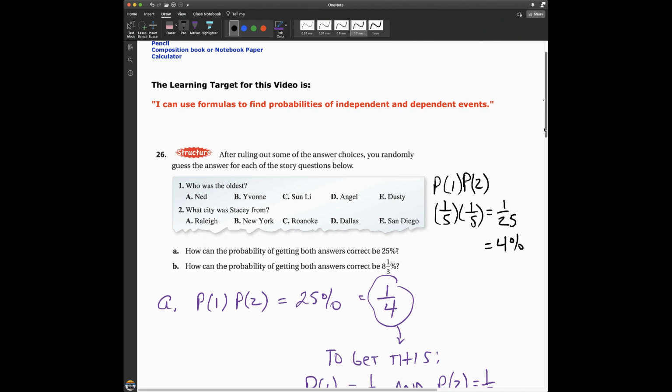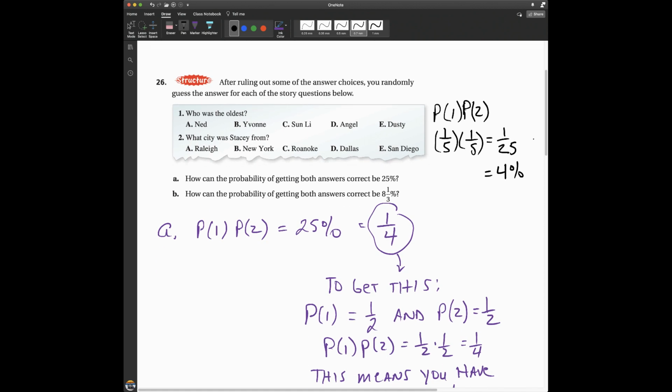So let's get started. So what do we have going on here? There are two questions that we need to answer, and you want to guess the answers. So what's the probability that you would guess the correct answer? Well, the correct answer would be the favorable outcome. And how many possible outcomes are there? Well, there are 5 answers for each question.